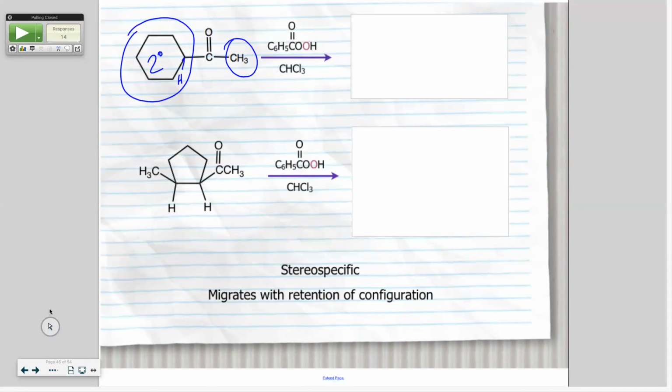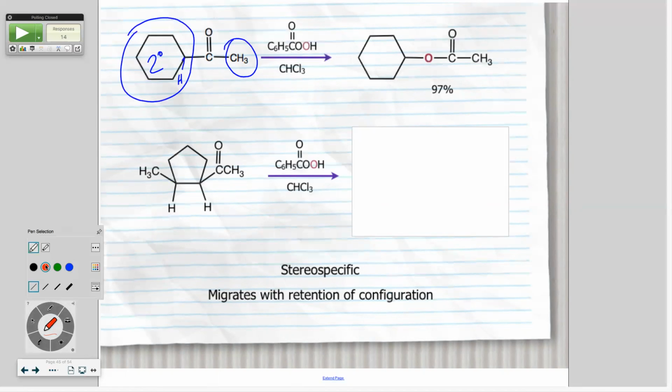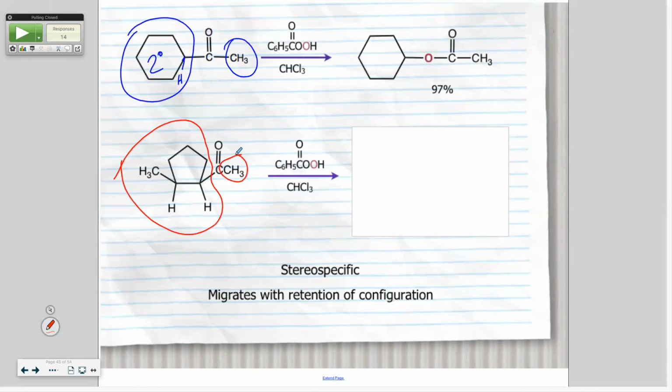So can you draw the product? And look at their yield. 97%. That's amazing. What do you think about the next one? Okay, you have to circle the groups that are migrating. We've got a choice between this one and this one. Which one do you think is going to migrate? The one on the left, because it is secondary.